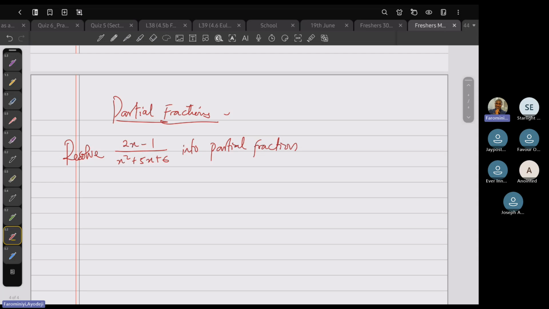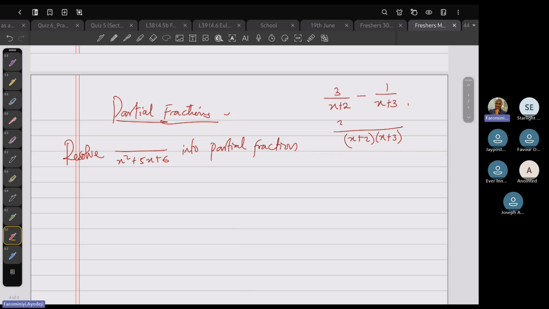That is, we want to reverse the order of operations that we learned in GSS 2 and GSS 3. In GSS 2 and GSS 3, we learned something like 3 over x plus 2 minus 1 over x plus 3. Let me remove the numerator here. So how do we solve this one? We do the LCM, x plus 2 times x plus 3.